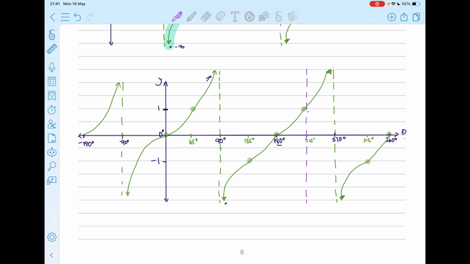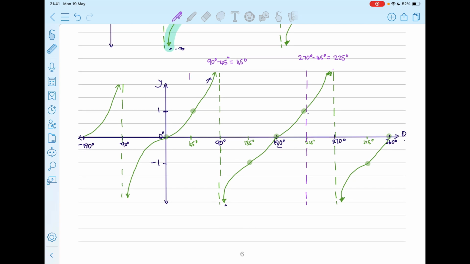Next is 90. When we shift 45 degrees to the left, it would be 90 minus 45. Here we had 270 minus 45, which was 225. And here we're going to have 90 degrees minus 45, which is just 45 degrees. So that means that x is equal to 45 degrees. We've got our new asymptote there.